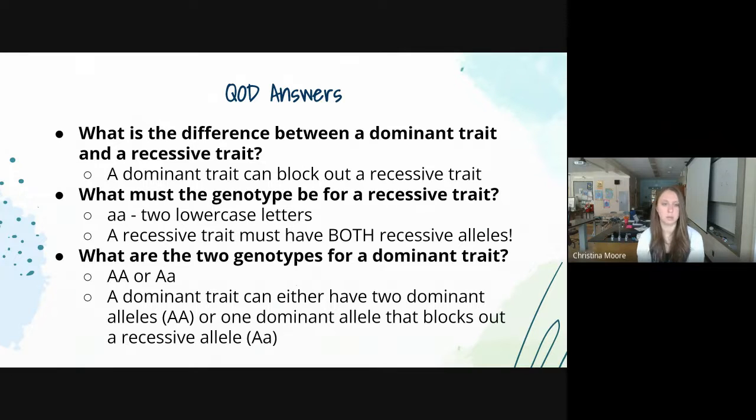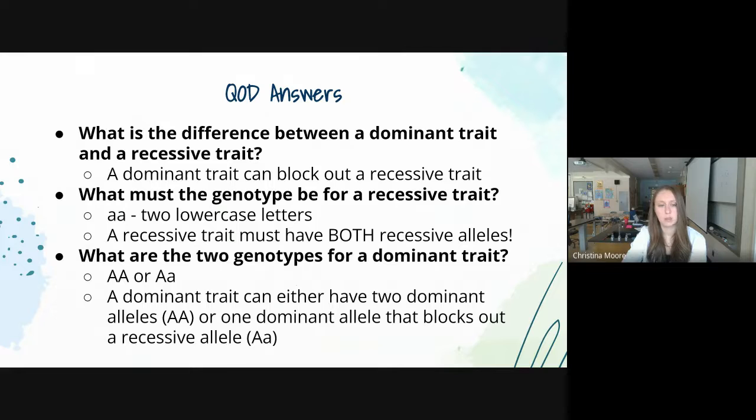The second question was, what must the genotype be for a recessive trait? The genotype must be two lowercase letters, for example, lowercase a. In order for a recessive trait to be seen, it must have both recessive alleles.